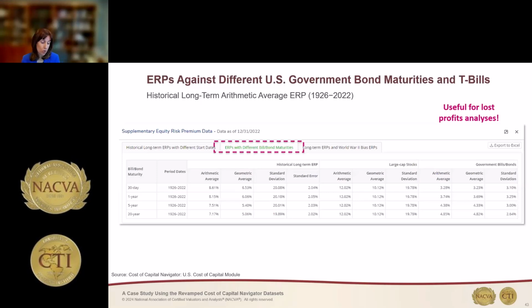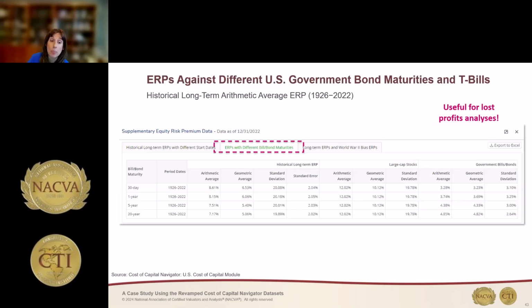In fact, I know Roger Grabowski has been presenting at a lot of NACVA super conferences on equity risk premium and discount rates for lost profits. And he alludes to this, that you shouldn't be using the same. Well, guess what? We now have that data.